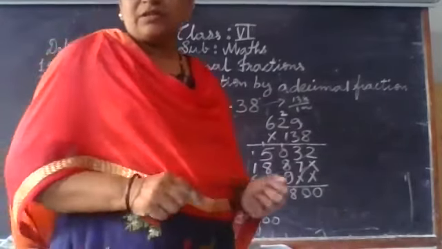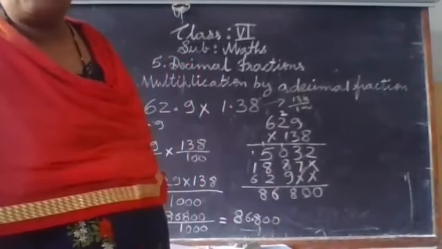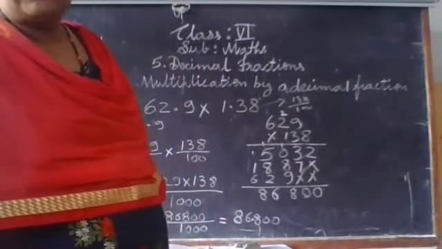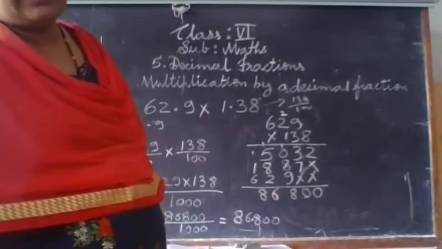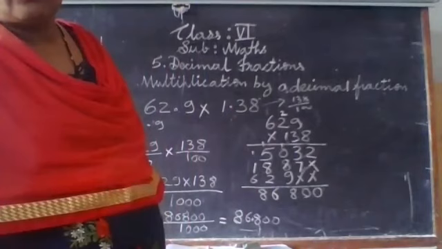Got it, beta? So in this way, you have to multiply decimal number by decimal or decimal fraction by decimal. Got it, beta? So bye bye, children.